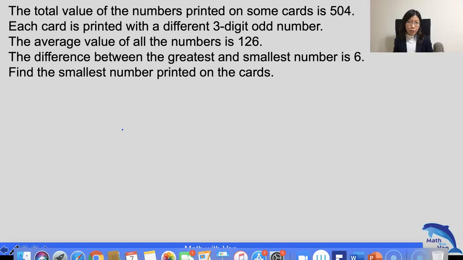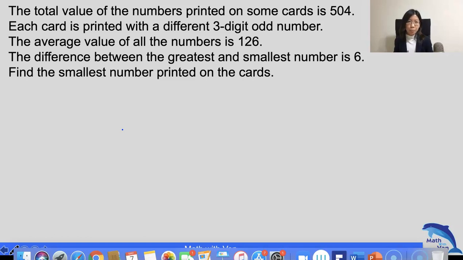Let's take a look at this question, which some of you may find difficult, but in fact it is very simple, and you could solve this question easily with the use of a number line because of this specific scenario here. The total value of the numbers printed on some cards is 504.